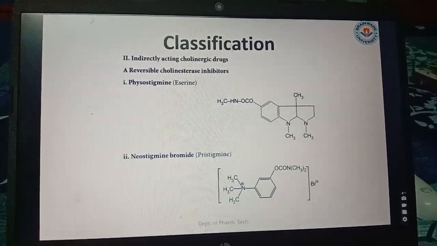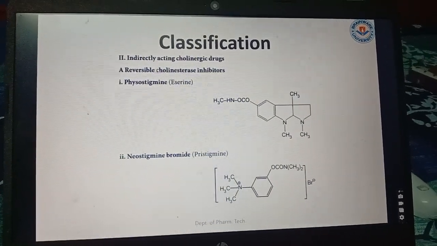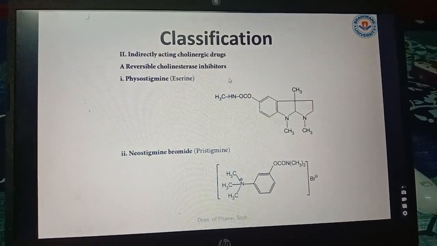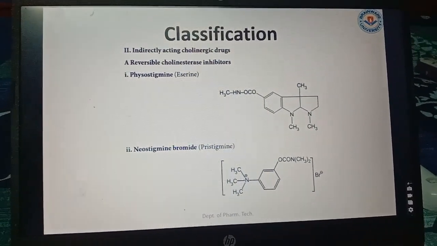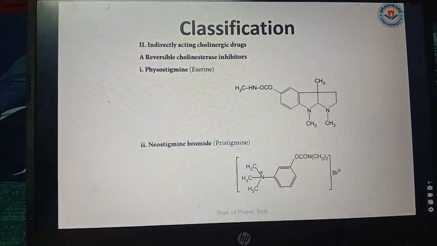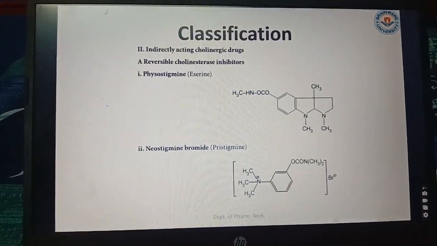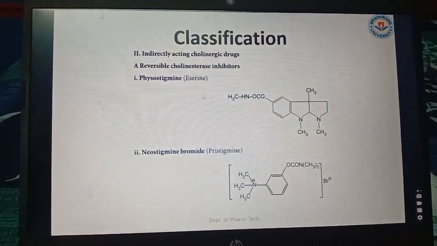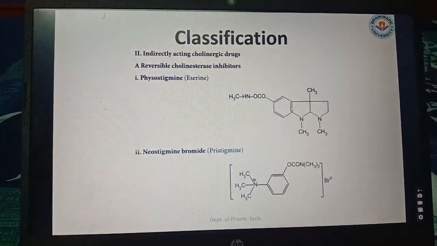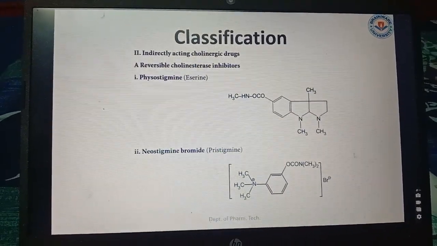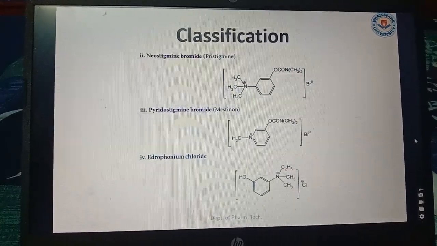Now coming to the indirectly acting cholinergic drugs, they are classified into two categories: reversible cholinesterase inhibitors. That means the cholinesterase enzyme will be inhibited, but the action will be reversible. That means whenever the inhibitors are removed, the action is reversed. So in this case, physostigmine, which is an alkaloid containing 2 nitrogens, and neostigmine bromide. These are the reversible category of the drug.